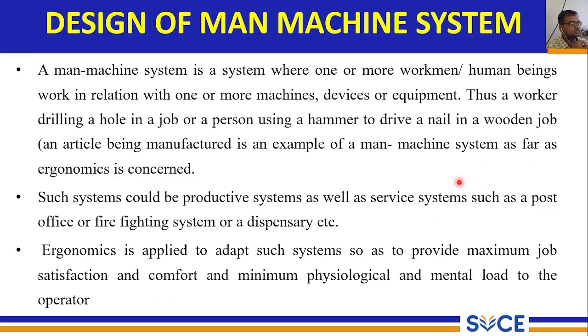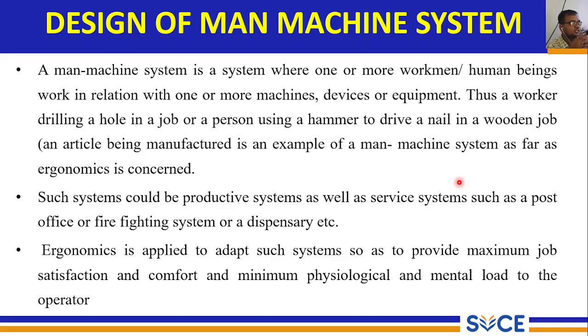A man-machine system is where one or more workers carry out work in relation with one or more machines. So a worker who is drilling a hole in the job using a drilling machine is an example of a man-machine system, because the worker here is the man and the drilling machine is the machine. What advantage this system possesses is that it could be a productive system as well as a service system, because in many scenarios you have to have an interface between them.